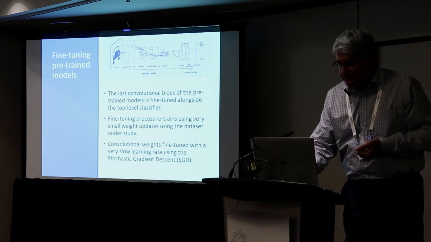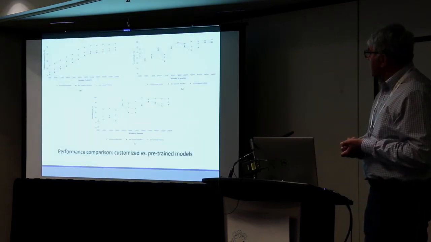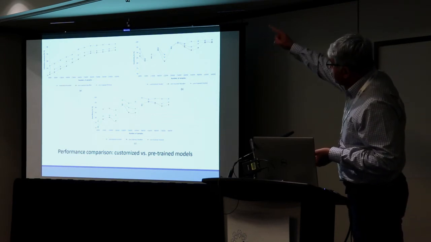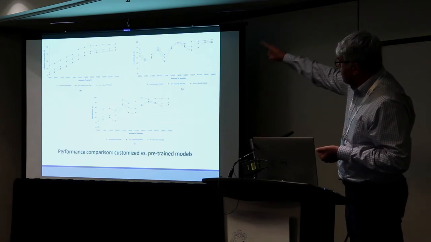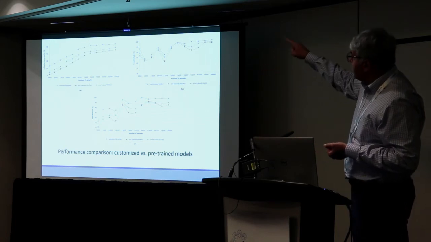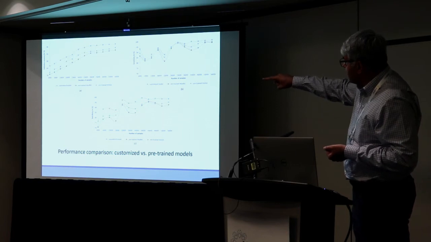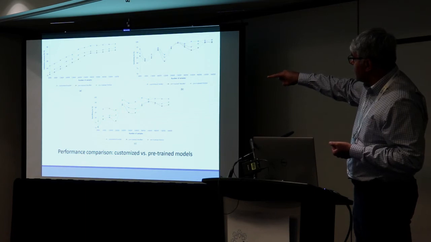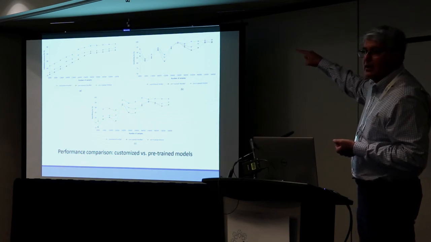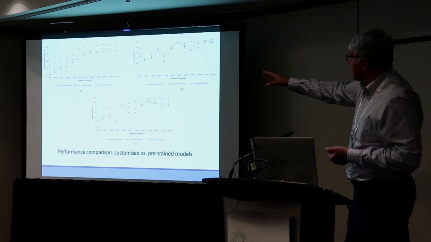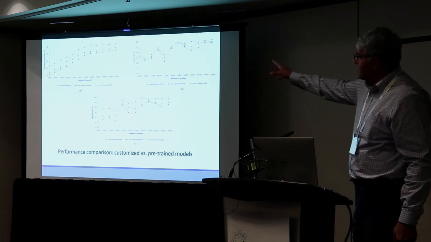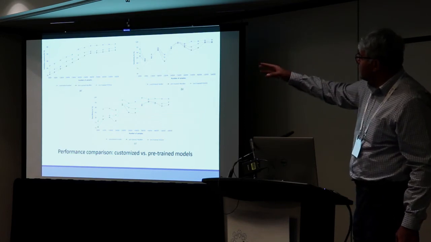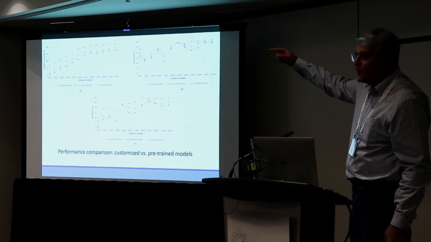But coming to nice graphs, what you see is that as the number of samples increases, the validation accuracy for the customized model, which is in blue, is consistently better than the pre-trained AlexNet model, which is in orange, and the pre-trained VGG16 model, which is in gray, in between. So no matter what, even as we go on increasing the number of samples, we have now 55,000 and change cell samples, the customized model always does better.